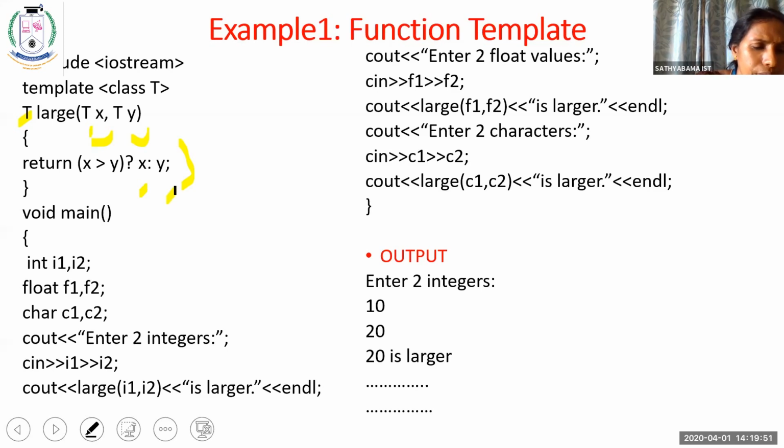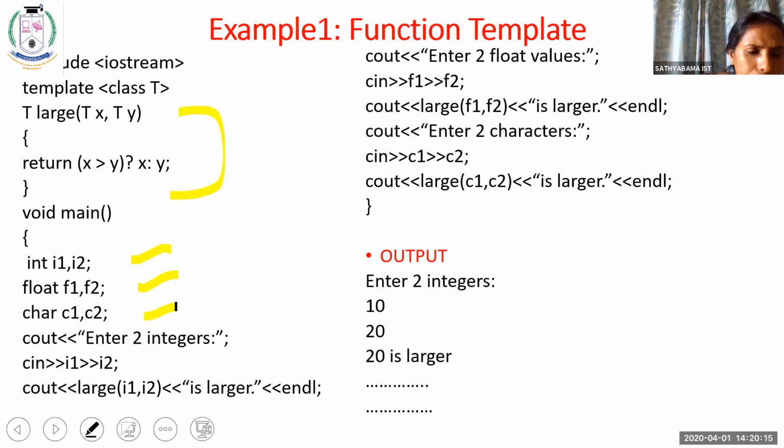Once this function definition is over, you close the function definition. Now you start with the main program. Inside the main program, you declare all the necessary variables. See, here you declare 2 integer variables, 2 float variables, and also 2 character variables.